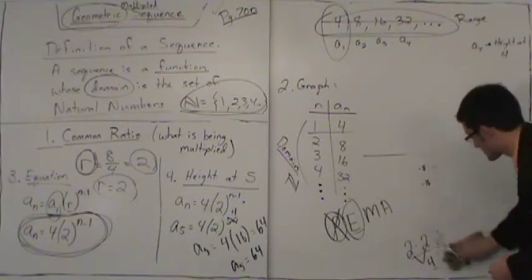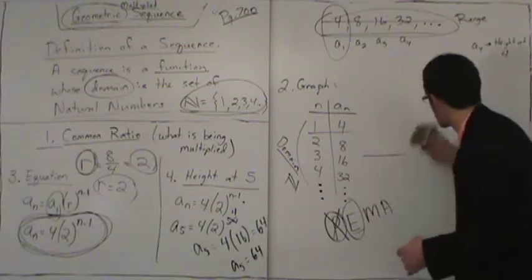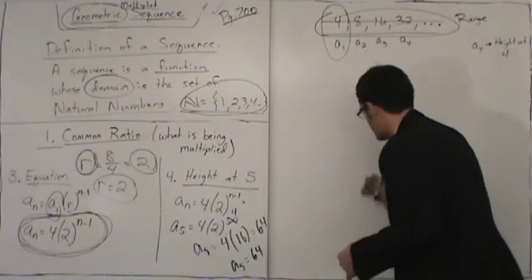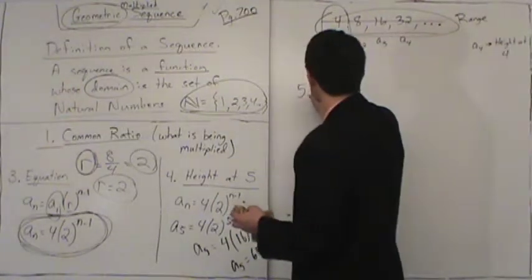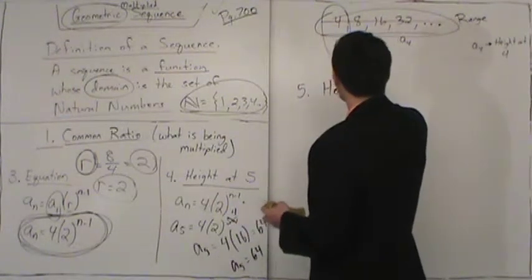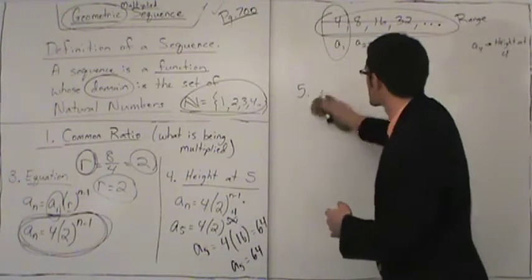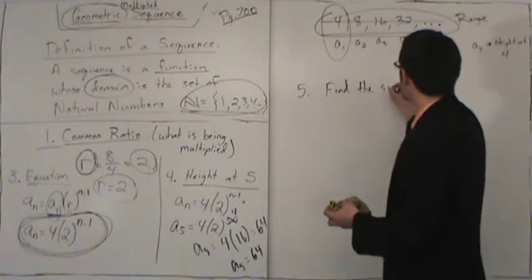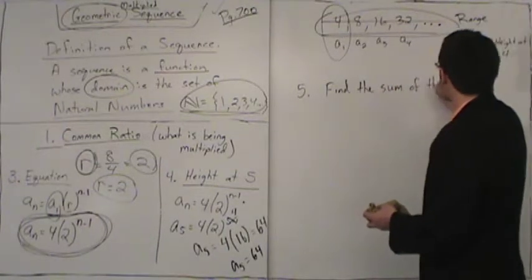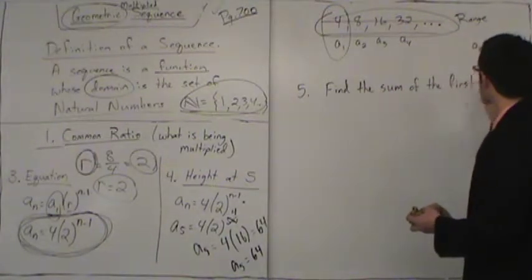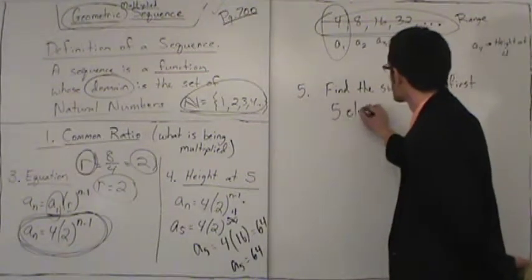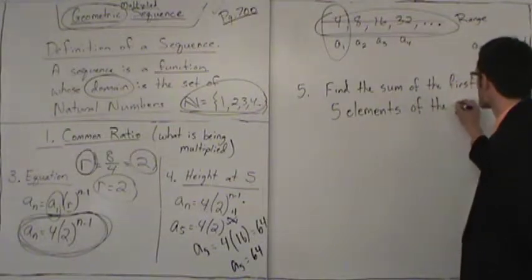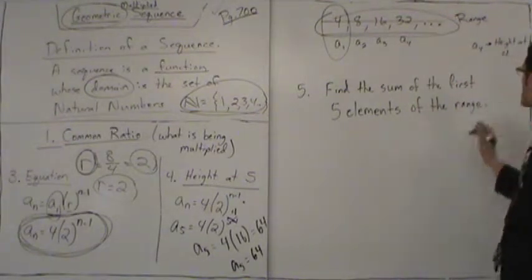Now, lastly, you need to find the sum. I'm not going to ask you guys to find the sum of the first 10, since these heights get large very, very quickly. Instead, step 5, you will find the sum of the first 5 elements of the range. So for geometric, just 5 elements of the range.